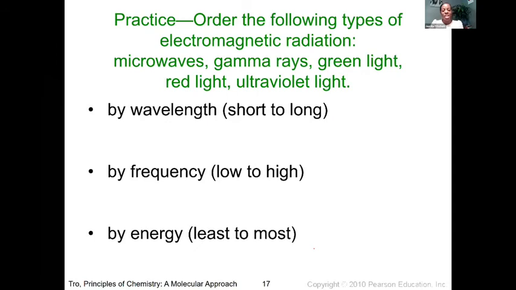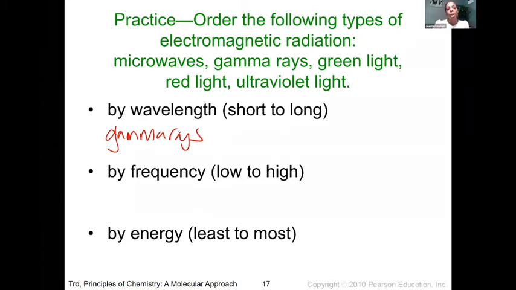So let's do just that. We're going to practice putting these in order: our microwaves, gamma rays, green light, red light, and ultraviolet. And the first thing we want to do is classify them in order from short to long wavelength. So in this case, our shortest wavelength would be our gamma rays. Remember, short wavelengths are those things that have high energy.